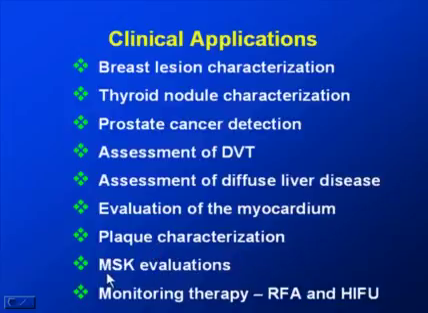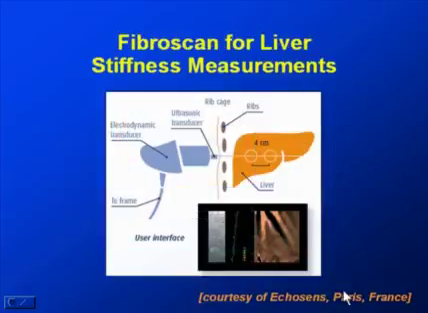There are also people that are interested in musculoskeletal evaluations, because tendons ought to be fairly stiff. But if there is any rupture or anything like that, they may go a lot more soft, and that may be a way where elastography could naturally depict that. And then, as mentioned previously, we could use it for monitoring all therapies that induce lesions or change tissue parameters, such as radiofrequency ablation or high-intensity focused ultrasound.